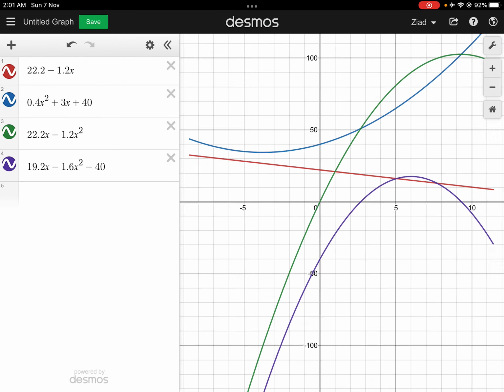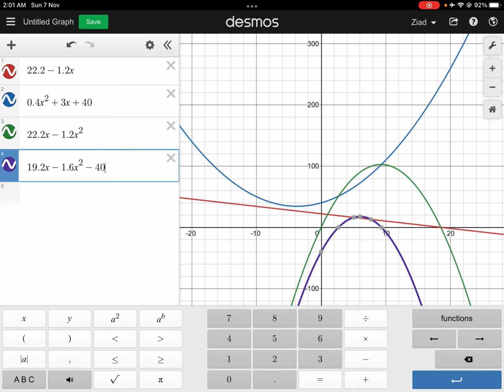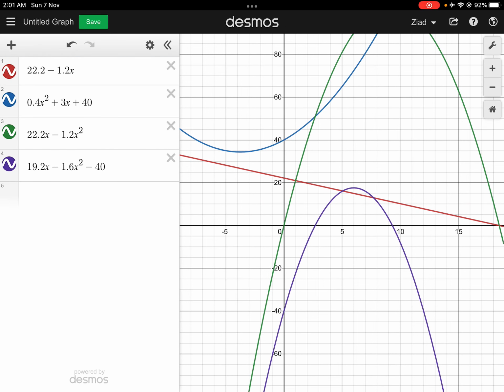We wanted to maximize the profit. So let's remember, the profit is this one, the purple. So look at the purple graph now. Forget the other graphs, just the purple. The maximum of the purple, let's see where it is here. Yes, at 6, 17.6. Nice.